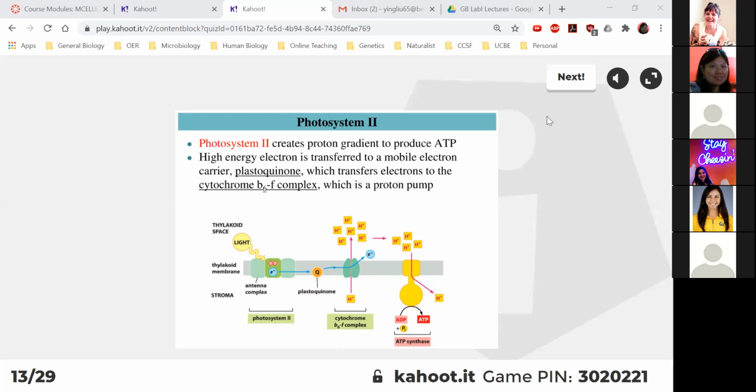So Kate's asking, is plastoquinol over here part of the electron transport chain? Yes, it is part of the electron transport chain in the chloroplast.